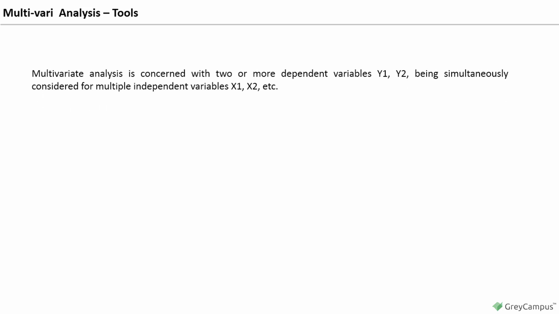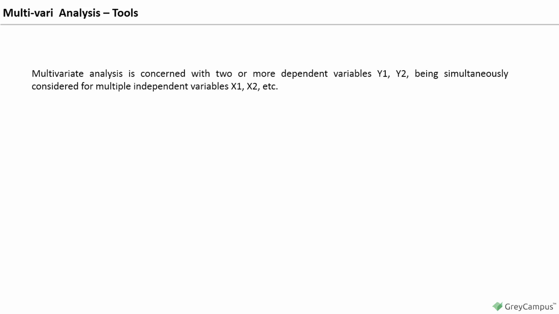Multivariate analysis tools. Multivariate analysis is concerned with two or more dependent variables, y1, y2, being simultaneously considered for multiple independent variables, x1, x2, etc. Recent advances in computer software and hardware have made it possible to solve more problems using multivariate analysis. Some of the software programs available to solve multivariate problems include SPSS, S+, SAS, and Minitab.